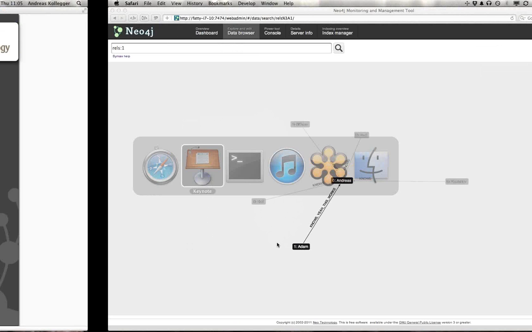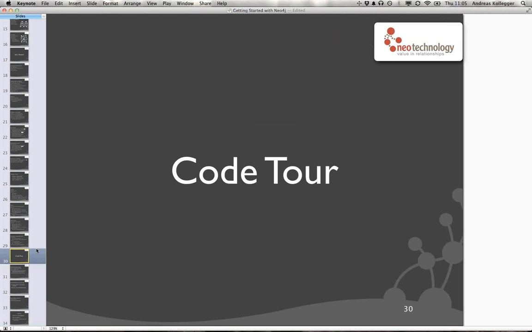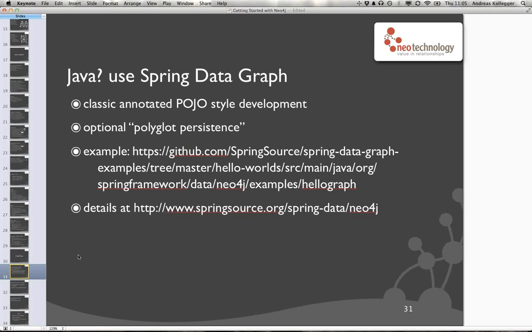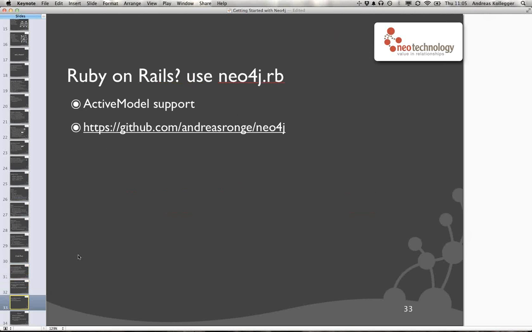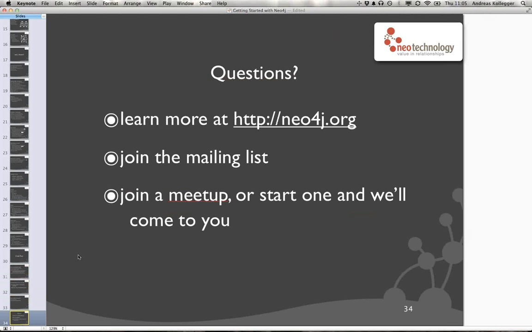I'm going to very quickly just point out that what's available within Neo4j is obviously all we've just seen on the operations side. If you're doing coding, go take a look at Spring Data Graph. It's a great way of actually using Neo4j from Java. If you're embedding it, we have this great native API. But you can also use it from Ruby on Rails.